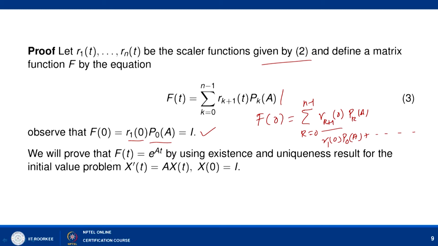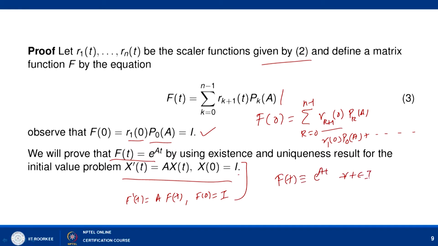So, here we want to prove that f t is equal to e to power At by using the existence and uniqueness result of the initial value problem x dash t equal to A x t, x 0 equal to I. If you look at it, e to power At satisfies this initial value problem, because if you differentiate e to power At, we get A e to power At, and e to power At calculated at 0 gives I. So, if we can show that f t also satisfies this differential equation, that is f dash t equal to A f t, and f of 0, which we have already obtained, is I, then since this initial value problem must have only a unique solution, f t has to be equal to e to power At for all t in that interval I. So, that proves our result.